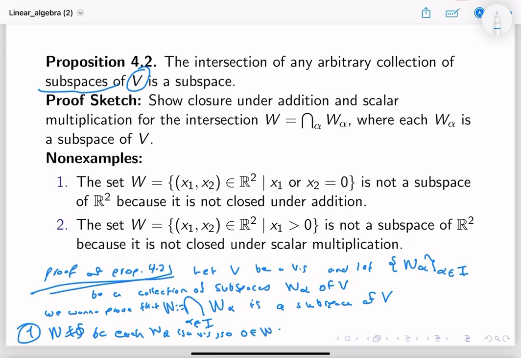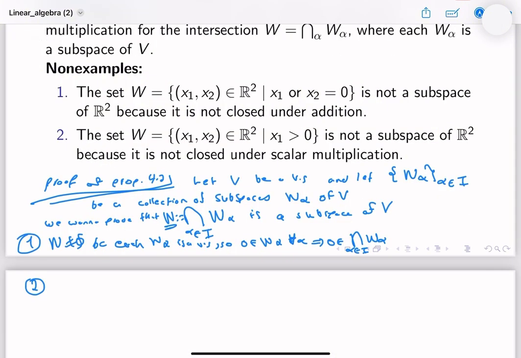So 0 is in omega alpha for every alpha. Since these are subspaces of the same vector space, they all have the same 0, and 0 is in all of them. But since 0 is in all of them, this means that 0 is in the intersection of all of them. This is the definition of intersection, right? But since 0 is in the intersection, which is omega, which is W, then W is not empty. It has an element, right?